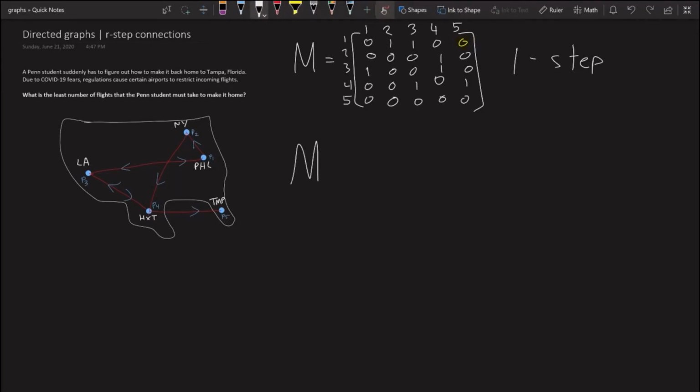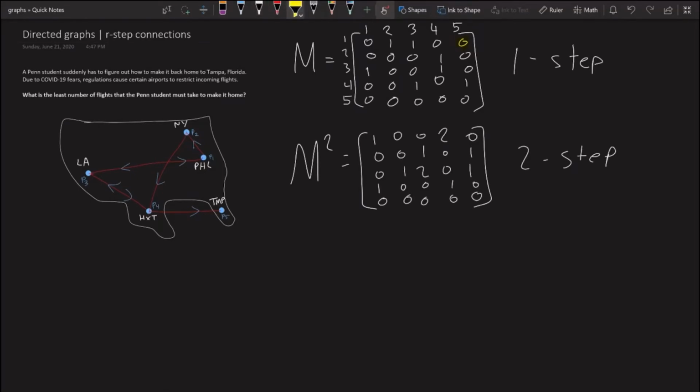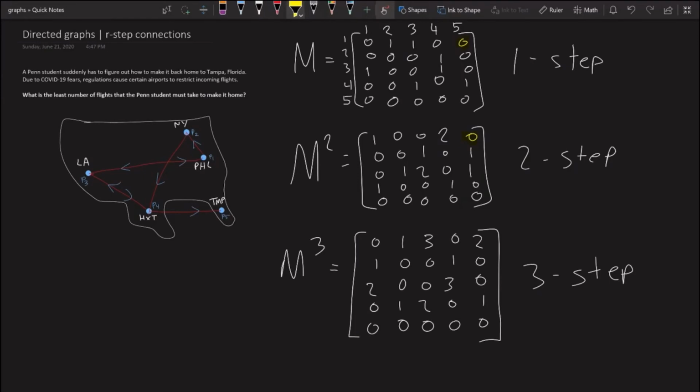We can square this matrix to find the number of two-step connections and see if the index M15 is non-zero. For M squared, we see that the index is still 0, so we can raise this matrix to the third power to see if there are any three-step connections from P1 to P5. Finally, we can see that there are two three-step connections from P1 to P5.